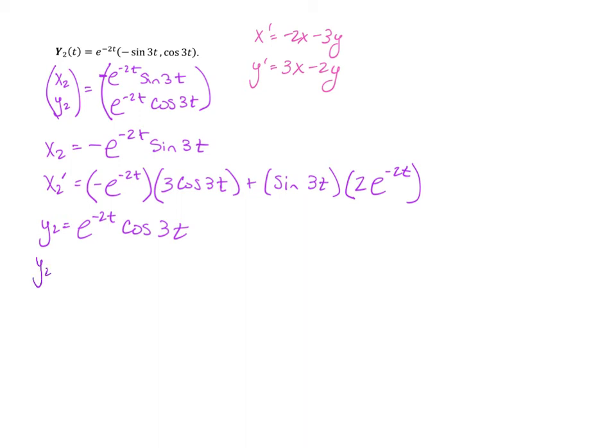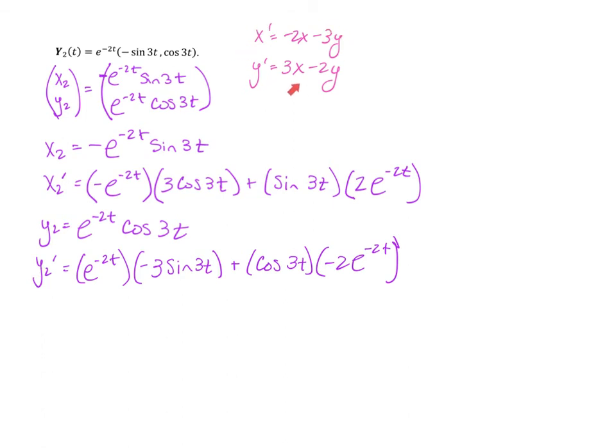Okay, so y2 prime, we calculate the derivative, and we have first times the derivative of the second plus the second times the derivative of the first. Okay, so now that I have x and y, and x prime and y prime, I can plug all of that into these two equations and make sure they're both true. All right, so I'm going to start with x prime. Does that equal negative 2x minus 3y?